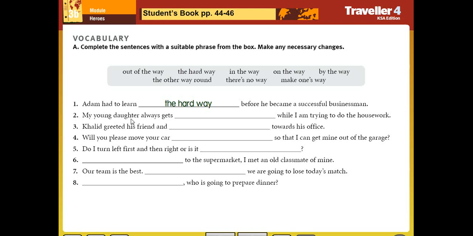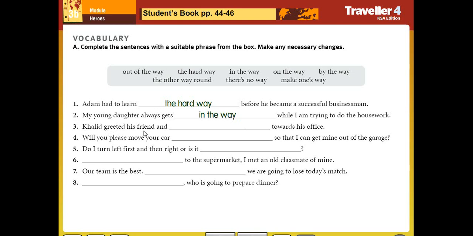My young daughter always gets in the way while I'm trying to do the housework. Imagine that the mother is doing the housework, but her little daughter always gets in the way. Yes, she prevents her mother from doing the housework, so she gets in the way.